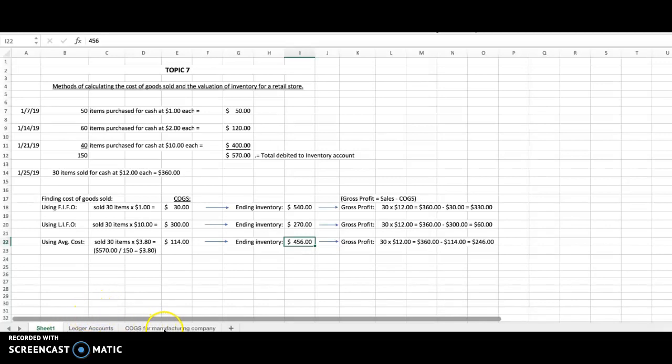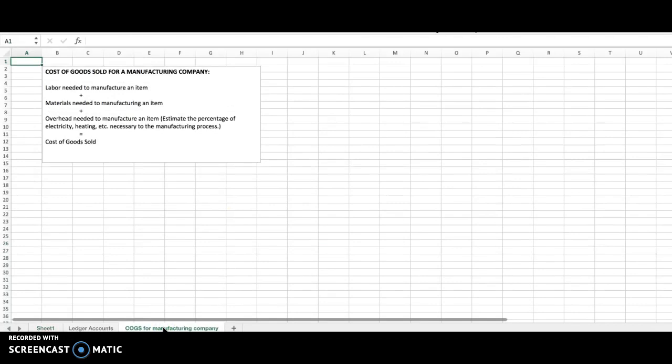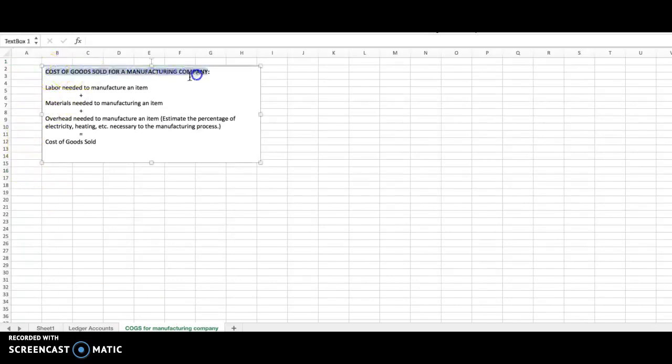Finally, I want to look at this tab at the bottom. If you're looking at a manufacturing company, they don't buy the item already made. They have to manufacture it themselves. So the only thing I want you to know, we won't have problems with this, is that when you determine the cost of goods sold for a manufacturing company, these 3 things need to be considered. The labor needed to manufacture an item, the materials needed to manufacture that item, and then overhead. Overhead is a percentage of things like electricity, heating, and so forth, the things needed to actually manufacture the product.